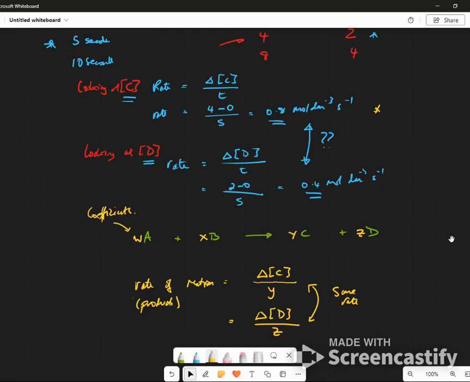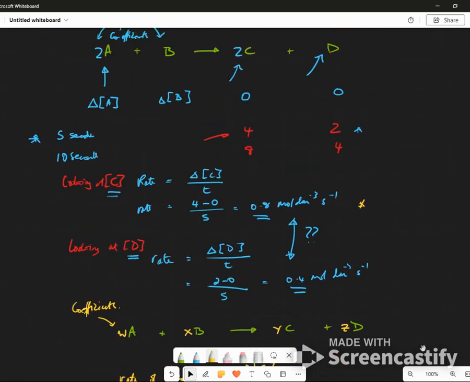The rate is now, there's the coefficient of C. So we can divide this by 2, and we get 0.4 moles per decimeter cubed per second. And this one, we divide it by 1, and it gives you 0.4 moles per decimeter cubed per second. Do you follow that? That's not an easy thing to understand, by the way, but do you get that?